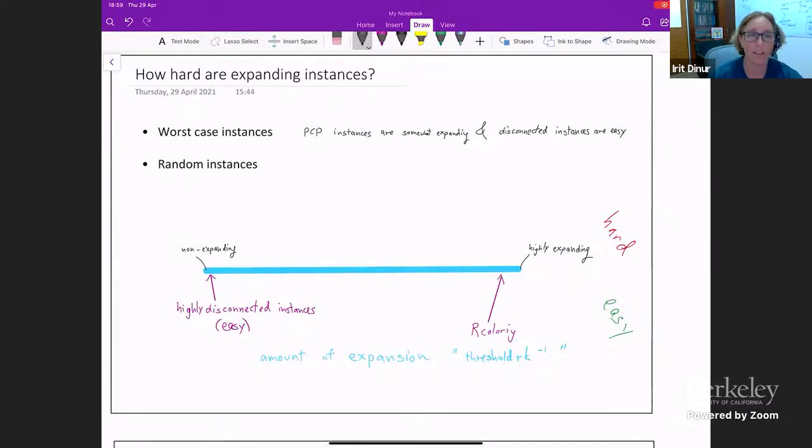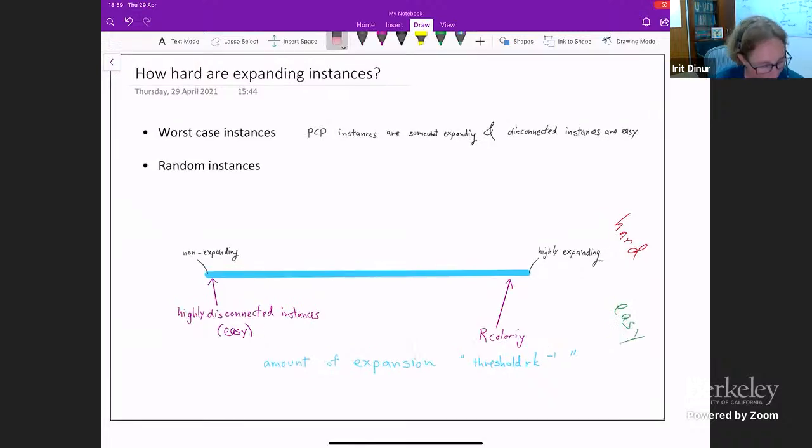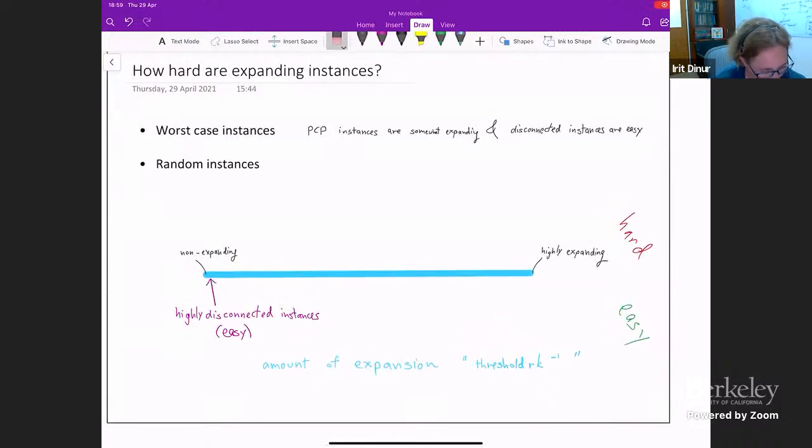Okay, so now in this slide, I would love to be able to say there is some kind of scale where I can put the non-expanding on one side and the very expanding on the other side, and I can understand the complexity as a function of the expansion. Of course, I don't really have such a beautiful picture, but let me just tell you what we know so far.